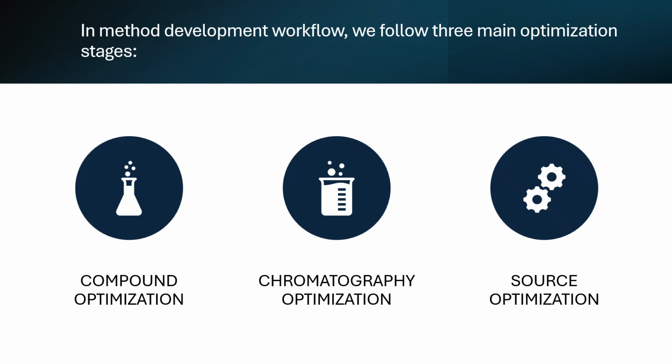So in the method development workflow, we follow three main optimization stages. First is compound optimization, second is chromatography optimization, and third is source optimization. Today we'll focus specifically on compound optimization. The goal here is to maximize the signal intensity for our target analyte by finding the optimal MS/MS conditions.